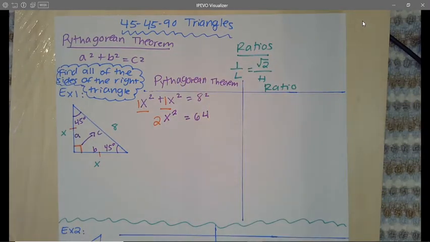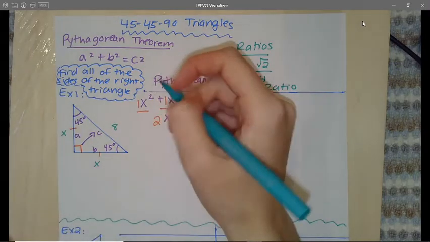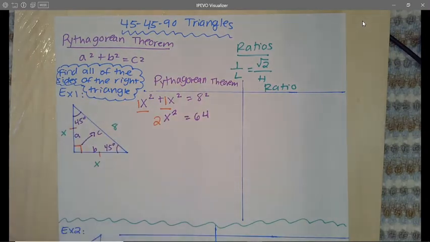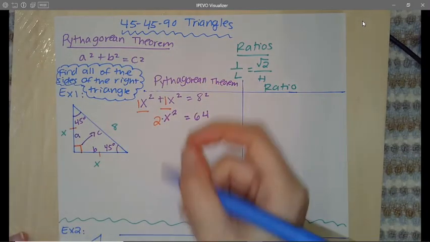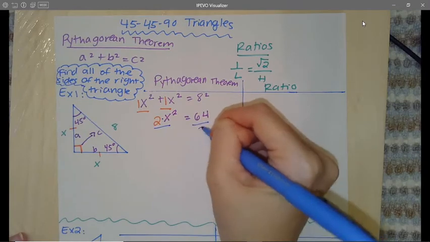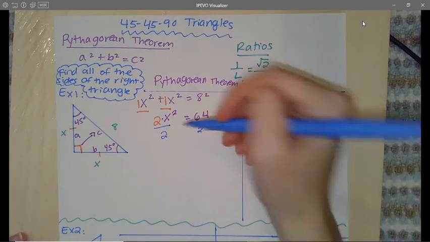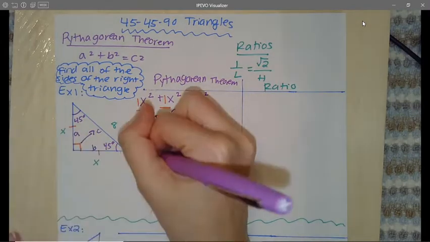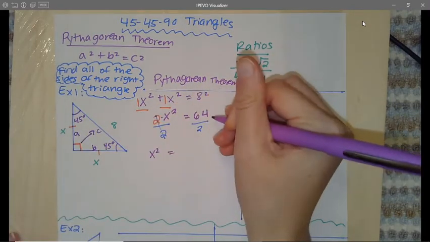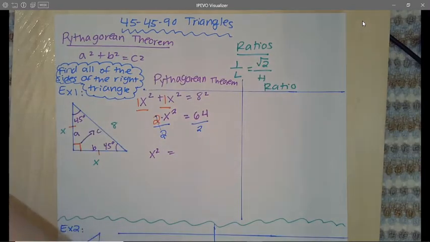Okay, and then from here, you simply just solve for x. Currently the 2 and the x are secretly multiplying together. So the way that I move 2 to the other side is by dividing both sides by 2. So 2 divided by 2 will cancel and turn to 1. So we're left with x squared equals 64 over 2. Well, that will give me 32.